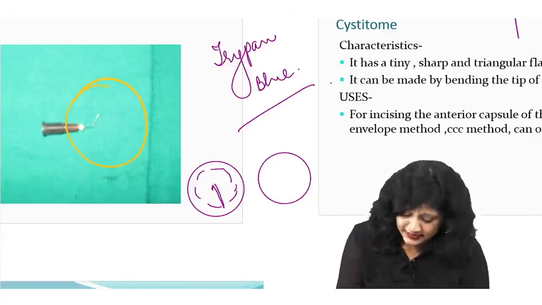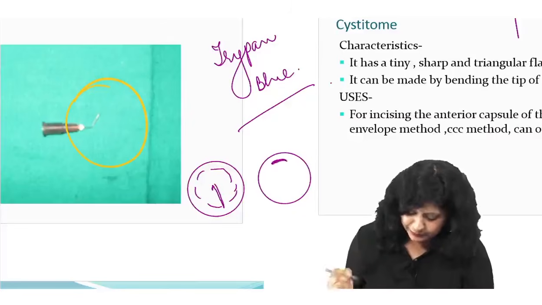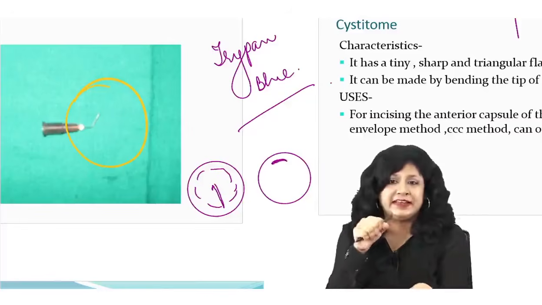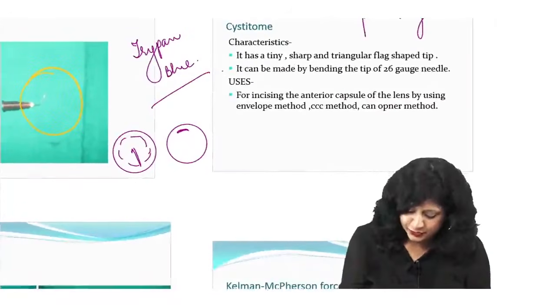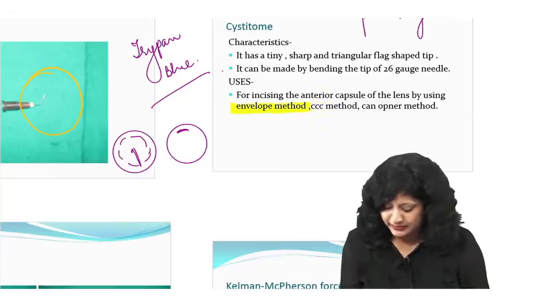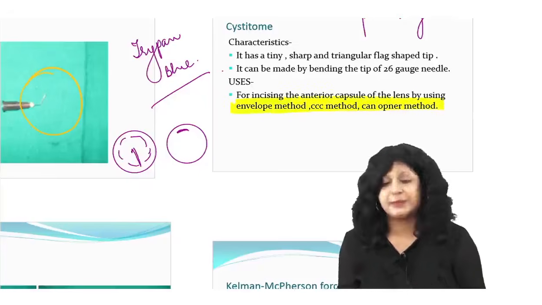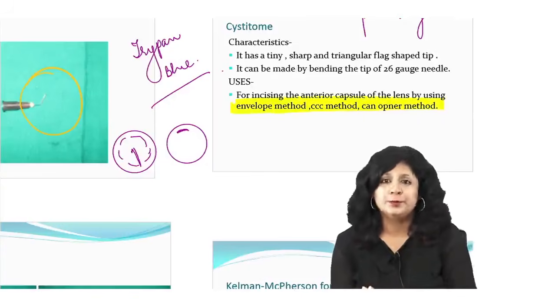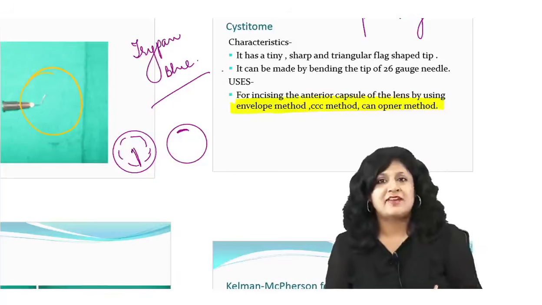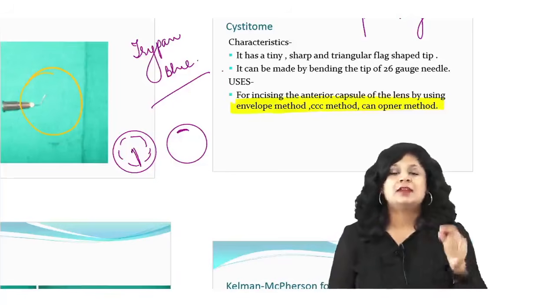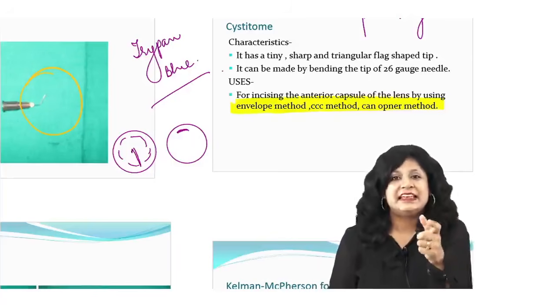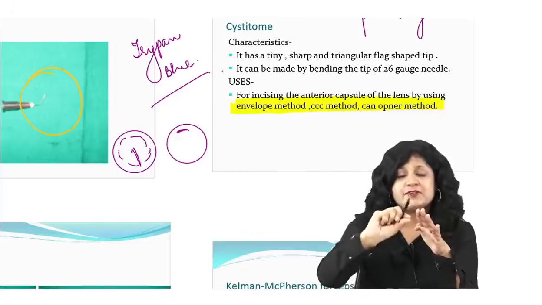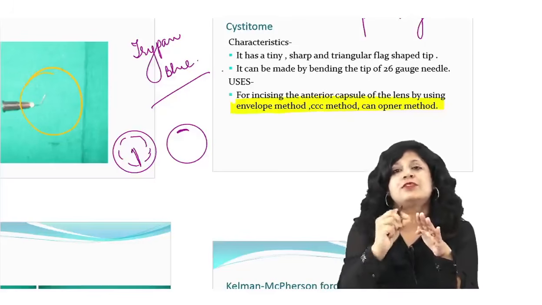Or the other way is that you just get a tear in the periphery here and then you go on tearing in the form of a can opener technique. So whatever technique you are using, envelope method, CCC method, can opener method, continuous curvilinear method, you have to use the cystitome. Sometimes this is not available. So even if it is not available, we can use a sleek needle there, and we can slightly bend the tip of this with the help of a forceps.